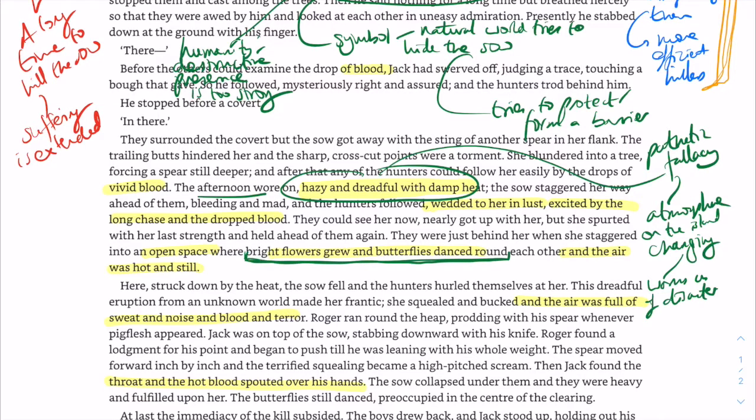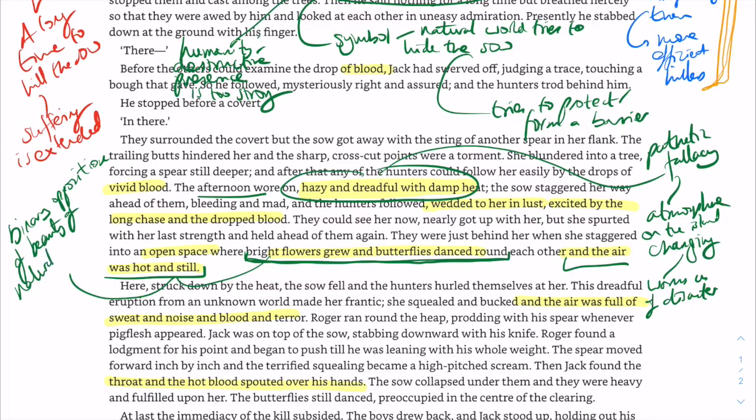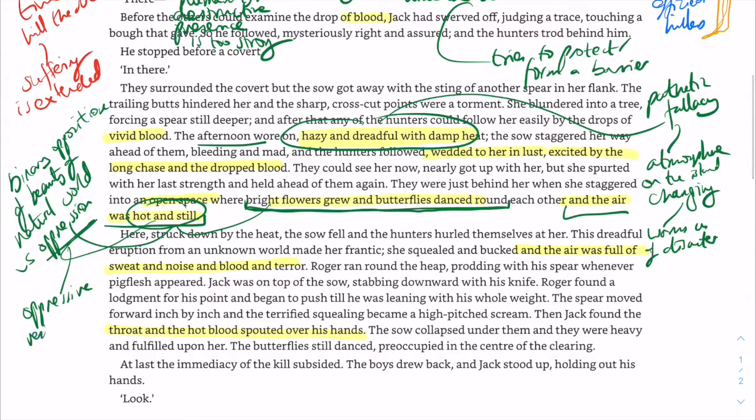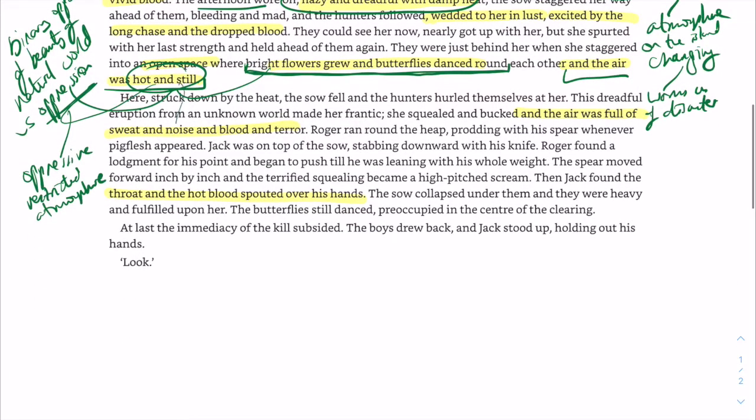Now, in opposition to that, we are given this image of the bright flowers grew and the butterflies dance around. But in binary opposition to that, immediately the air was hot and still. Golding reminds us of the beauty of the natural world and the natural environment, but he places that in immediate opposition to this oppressive quality that is taking over the island. And it's interesting that the longer the island is inhabited by the boys, the more oppressive, the more restrictive the weather and the descriptions of the weather become. So we have this last fleeting moment of beauty that is about to be utterly disrupted and destroyed by the presence of the boys as they kill the sow in this setting.